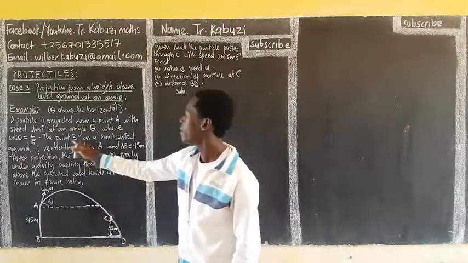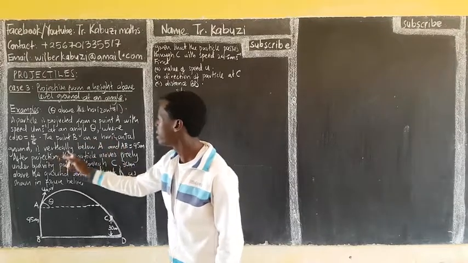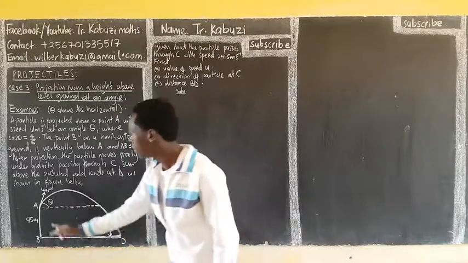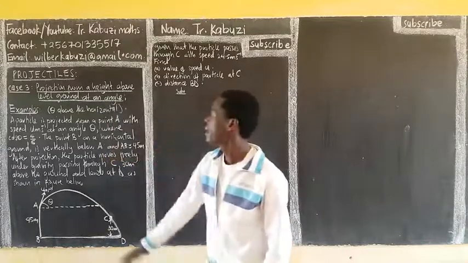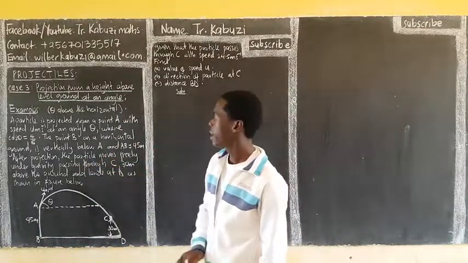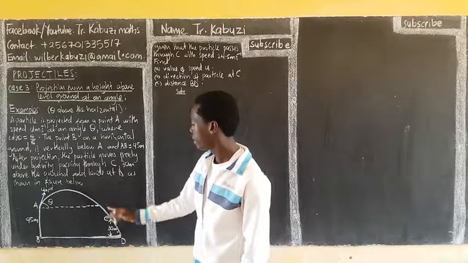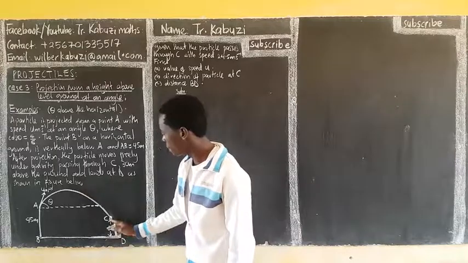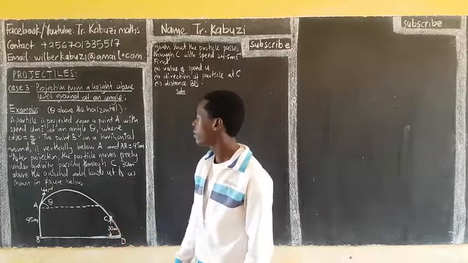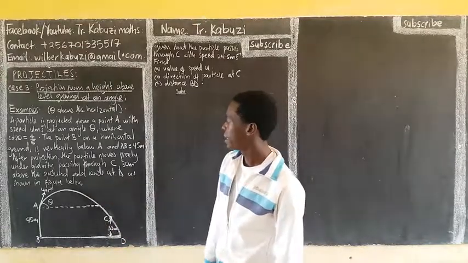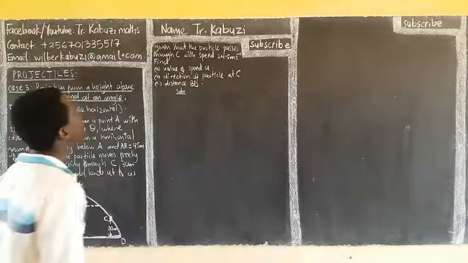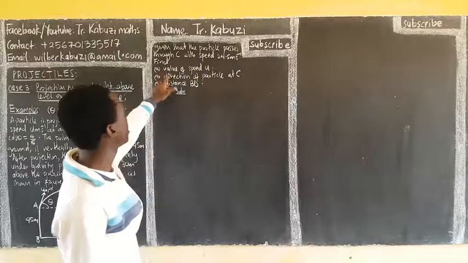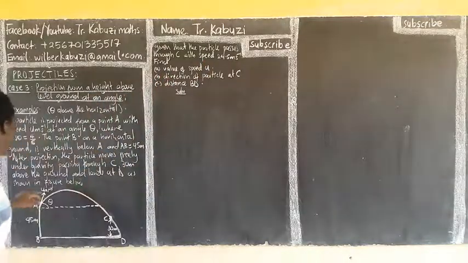The point B on a horizontal ground is vertically below A, as you can see, and AB is 45 meters. After projection, the particle moves freely under gravity, passing through the point C, 30 meters above the ground, and lands at the point D. Given that the particle passes through C with the velocity V, find the value of U. They want us to get this initial speed.